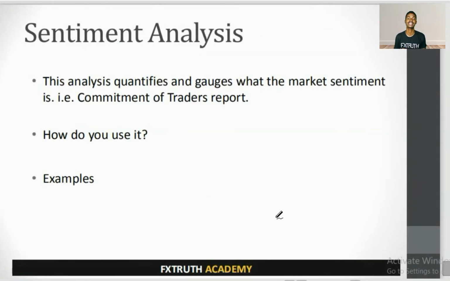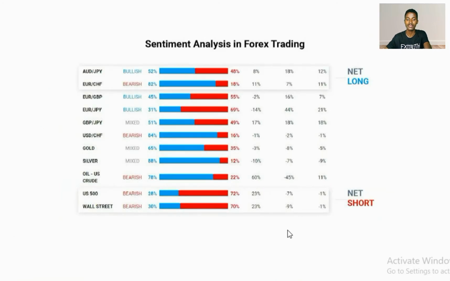Moving forward is the sentiment analysis. This analysis quantifies the gauge of the market sentiment, or what the sentiments of traders around the world are. And what is used to do this is known as the commitment of traders report. That's the commitment of traders to a particular currency that they want to trade in the forex market. Good. I'll explain how they use it. Let's get an image I got from the net. This is the image I got from the net. This is how a sentiment analyst would trade.